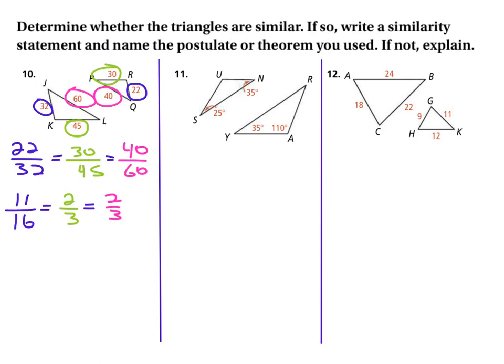And then 40 over 60 also simplifies to 2/3. So that's great, except for the violet sides, 22 and 32. They don't simplify down to 2/3. Pretty close, but not quite. So we can say not similar.